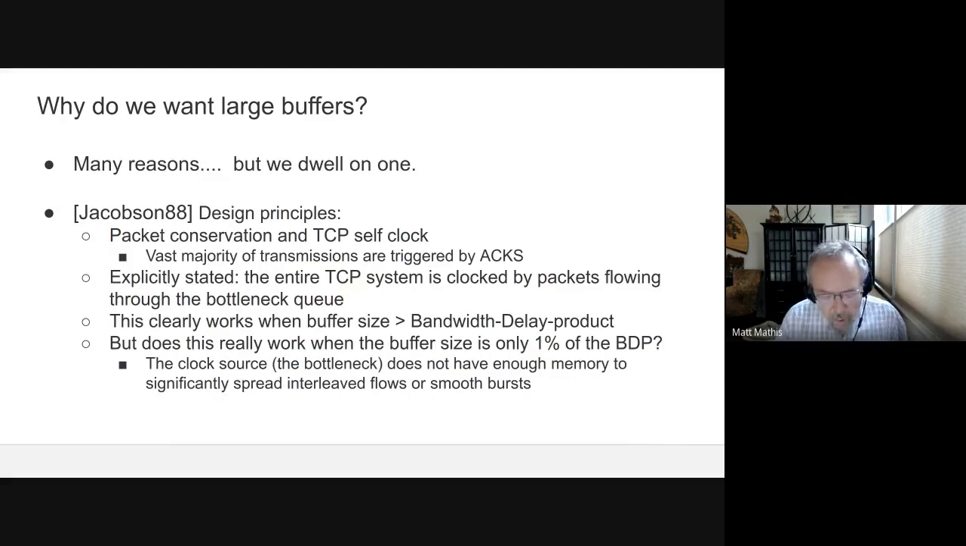So why do we need the large buffers? The most important point from Van 88 is actually this packet conservation, and it specifically depends on data queued at the bottleneck to clock the entire system. This works very well if the buffer holds a whole delay bandwidth product worth of data, but it doesn't really work if the buffer size is tiny relative to the bandwidth delay product. Any sort of disturbance that shifts the data around, the buffer can't correct for more than a few microseconds. And so if there are interleaving bursts, you end up losing data and it causes problems.